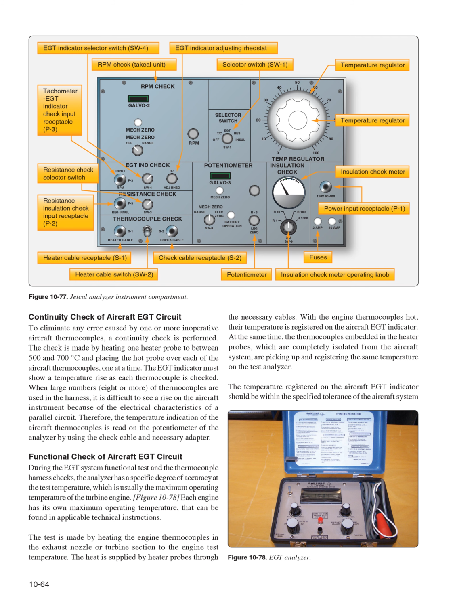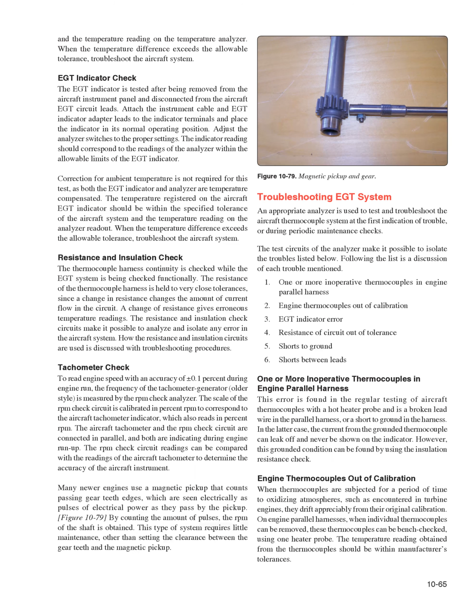With the engine thermocouples hot, their temperature is registered on the aircraft EGT indicator. At the same time, the thermocouples embedded in the heater probes, which are completely isolated from the aircraft system, are picking up and registering the same temperature on the test analyzer. The temperature registered on the aircraft EGT indicator should be within the specified tolerance of the aircraft system and the temperature reading on the temperature analyzer. When the temperature difference exceeds the allowable tolerance, troubleshoot the aircraft system.